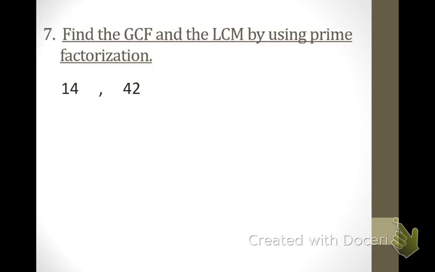All right, you guys just tried to do this one on your own. Find the GCF and the LCM by using prime factorization. Let's talk about the GCF. What's GCF stand for? Greatest common factor. Let me just get some of your answers. Who can tell me something you got for the GCF? What'd you get? 7. Okay, a 7. Does anyone have a different answer than that? What'd you get? 14. Does anyone have a different answer than those? Okay, raise your hand if you have 7 or 14.